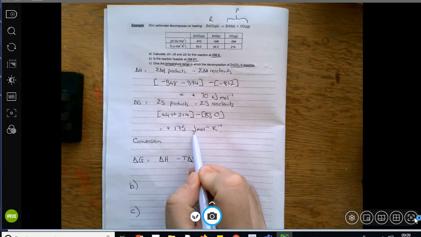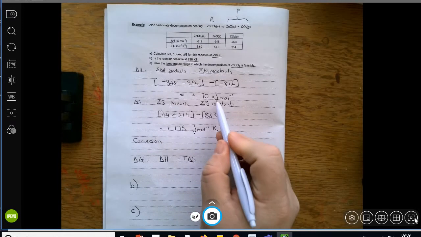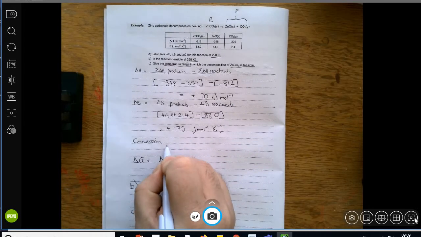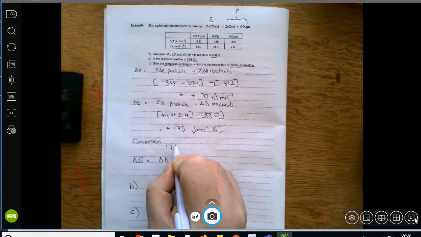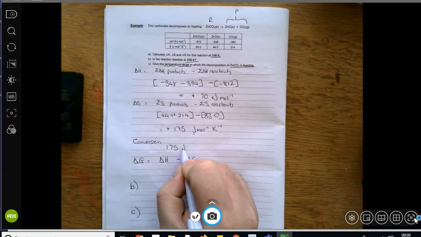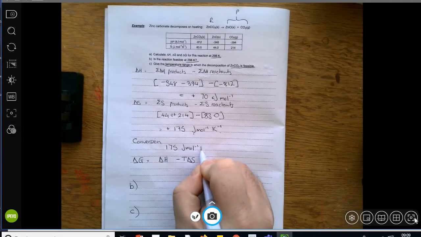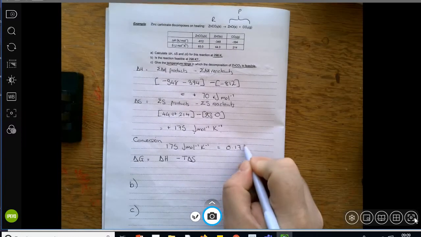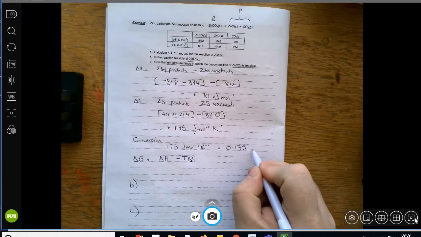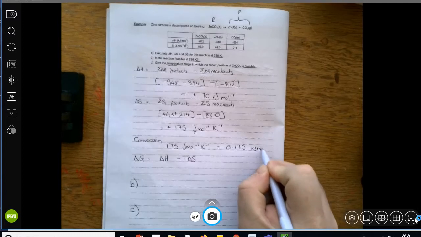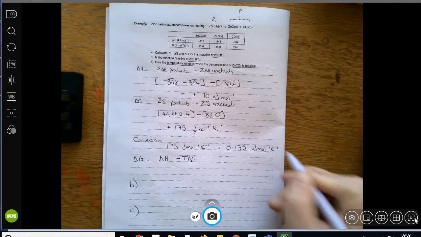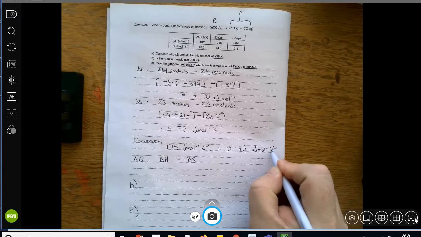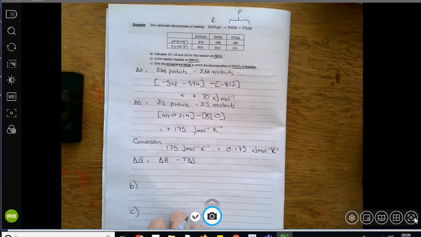Notice, this is in joules per mole per Kelvin, this is in kilojoules per mole. So what I'm going to have to do is convert 175 joules per mole per Kelvin into 0.175, which is divided by 1000, kilojoules per mole per Kelvin. Okay, you can start to see there the difference between the K's. This is why it gets a little bit confusing in this one.